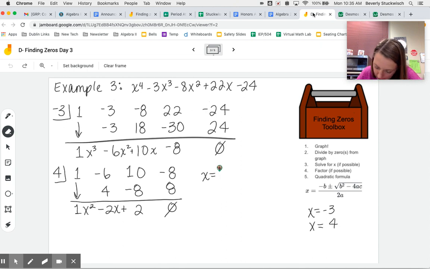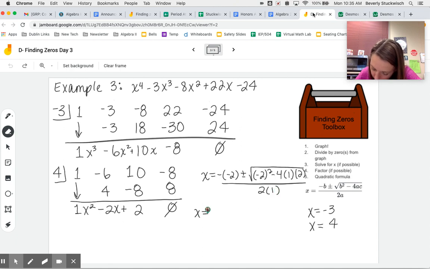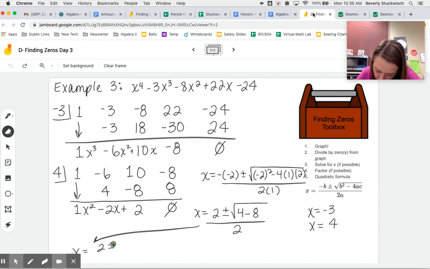So we do -b, so -2, plus or minus the square root of b squared, -2 squared, minus 4 times 1 times 2, that's my a and my c, all over 2 times 1. Negative becomes a +2. It's going to give me 4 minus 8. Bring it down here. So I've got 2 plus or minus the square root of negative 4 over 2. Okay, square root of 4 is 2. Square root of negative 4 is 2i.